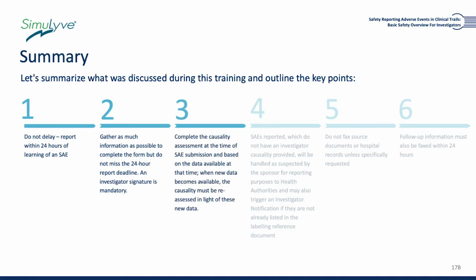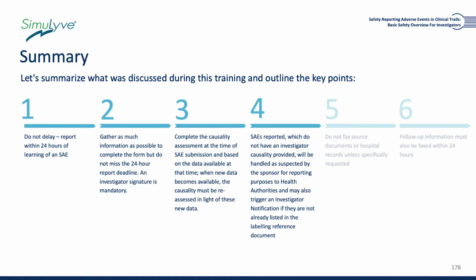Complete the causality assessment at the time of the SAE submission and based on the data available at that time. When new data becomes available, the causality must be reassessed in light of these new data. SAEs reported which do not have an investigator causality provided will be handled as suspected by the sponsor for reporting purposes to health authorities and may also trigger an investigator notification if they're not already listed in the labeling reference document. Do not fax source documents or hospital records unless specifically requested.